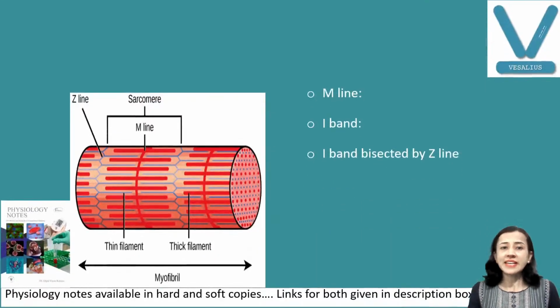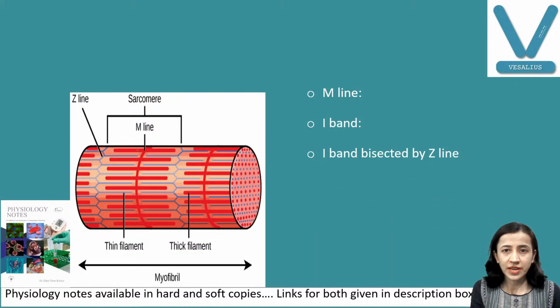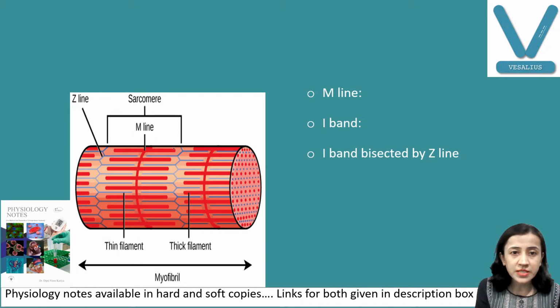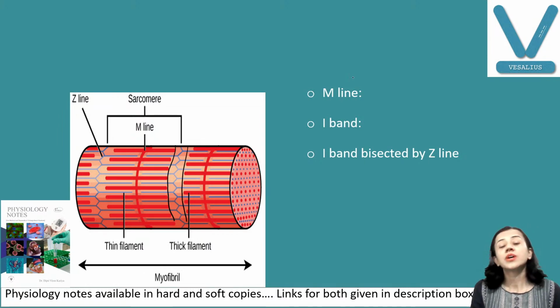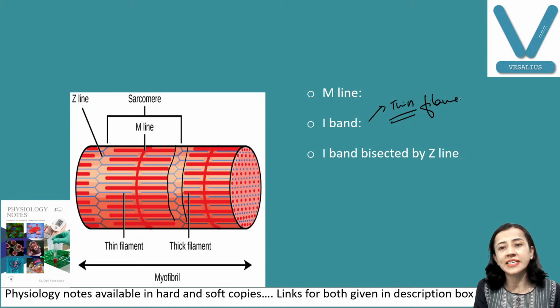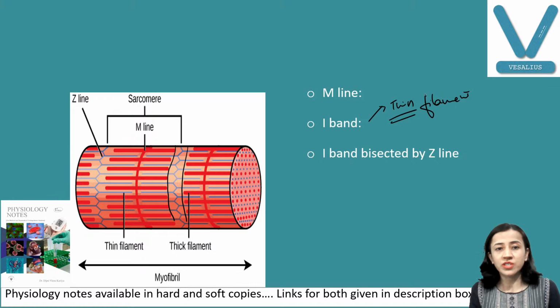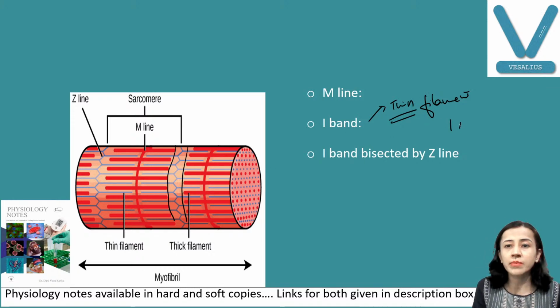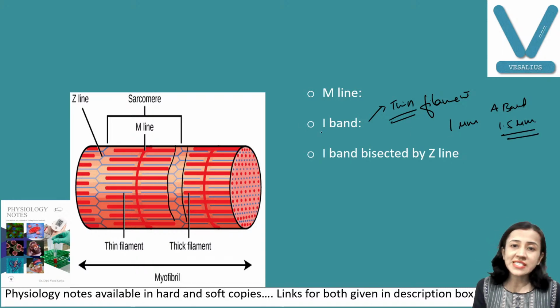Now, in the center, as I told you, there is the M line. Fine. Then the I band, this one, these are the light I bands. The I band doesn't contain your thick filaments. Thick filaments are myosin filaments. So it has only thin filaments or actin filaments. And the length of the I band is only 1 micrometer. Okay, the A band length is 1.5 micrometer.